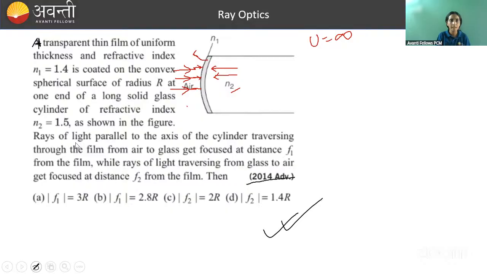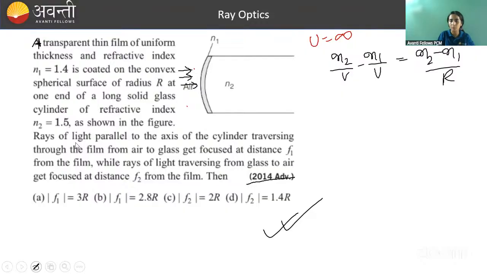Let's calculate it. But this question is coming from where? Refraction through curved surfaces. ठीक है. So चलो पहले first case को हम discuss करते हैं. What is the first case here? In the first case, rays of light are coming from this side and falling on the film, from air to film. ठीक है. So let's use the formula. Refraction through curved surface का formula है क्या? So that is n2 by v minus n1 by u equals n2 minus n1 by r. This is the general formula, right?